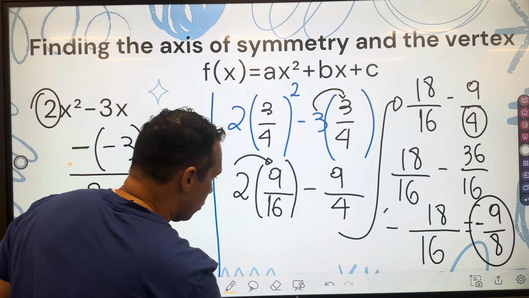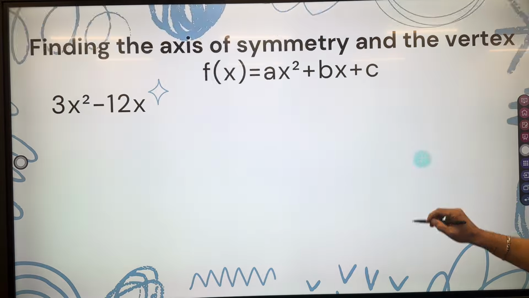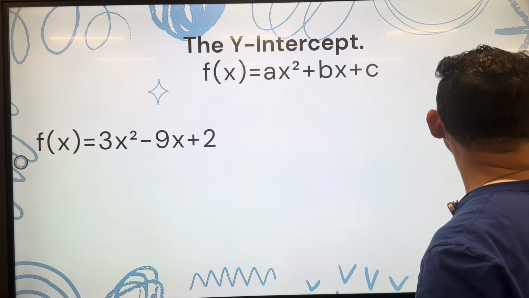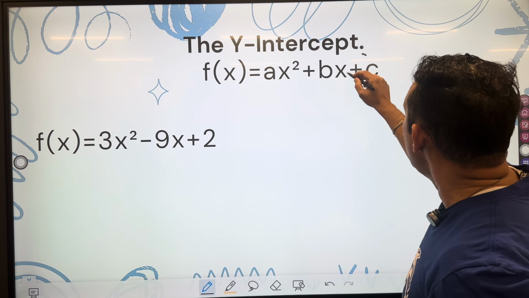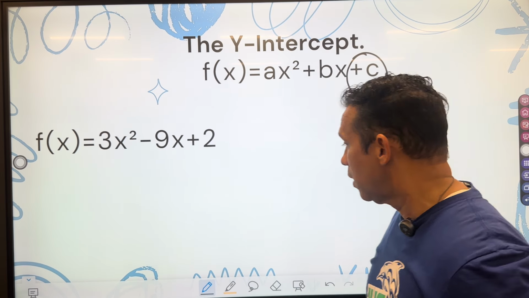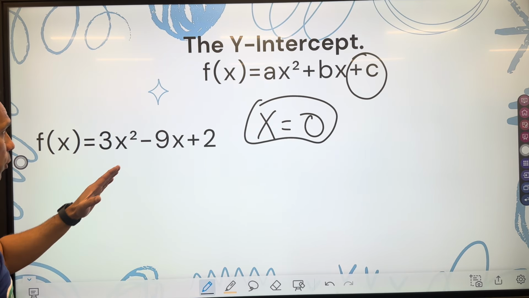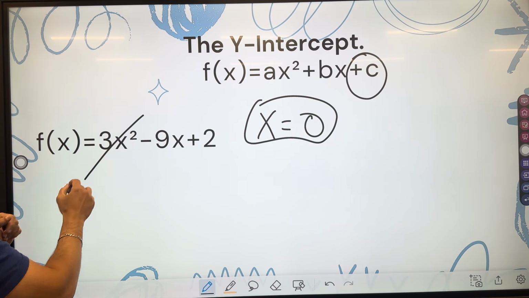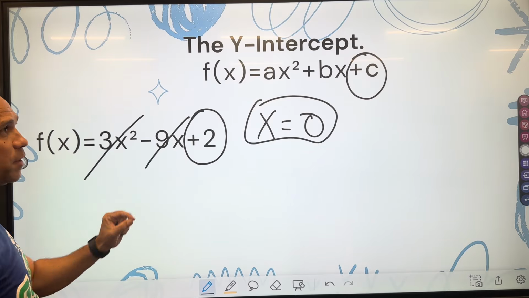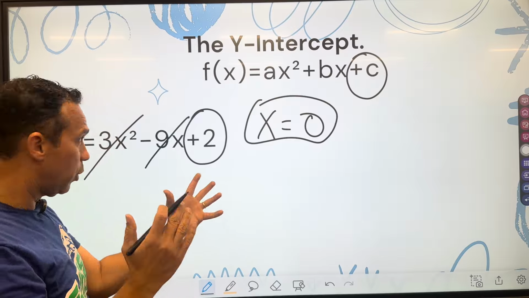So then the last question will be a quick question, how to find the y-intercept. The y-intercept is C, where the graph crosses the y-axis. So it's pretty simple. We call x equals to 0. So then this is going to be 0. This is going to be 0. We only have C left. C is the y-intercept. That's pretty simple.